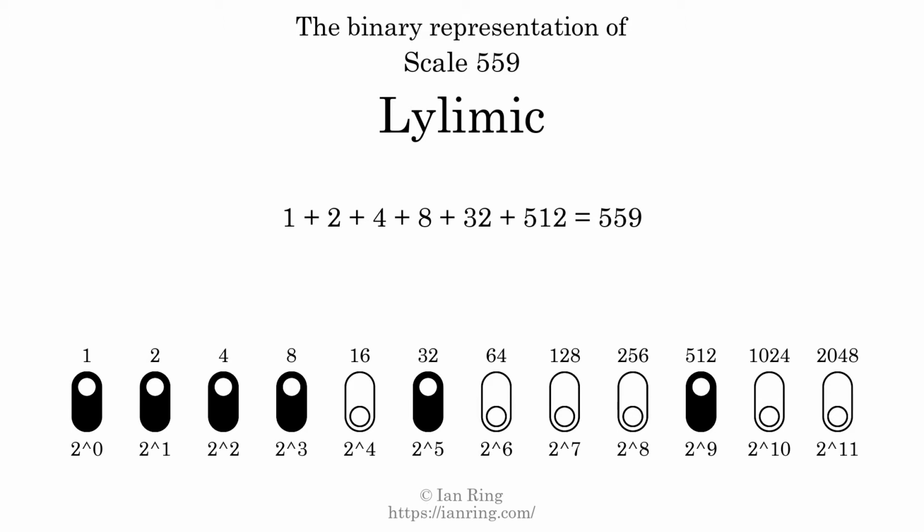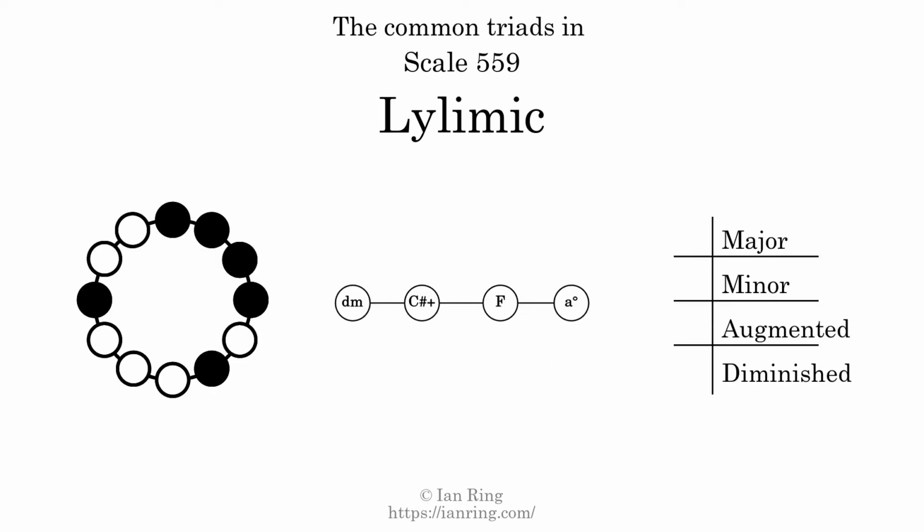The scale number not only enumerates the scale with a unique index, but it also literally describes the tonal content of the scale. Represented as a binary number in base 2, the scale number is 001000101111. Here are the common triads present in this scale.